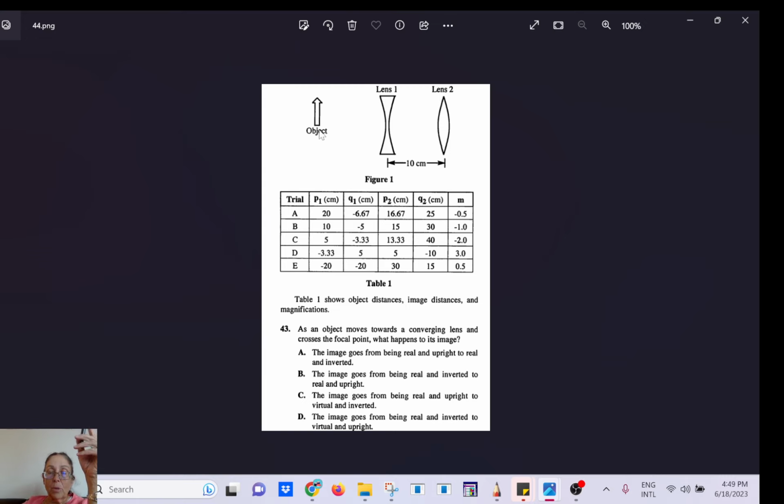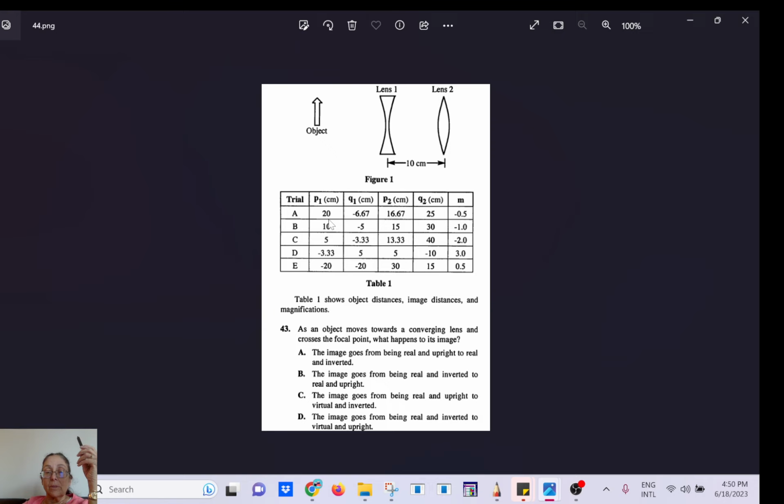They talk about an experiment that was done with a diverging lens and a converging lens, and they are 10 centimeters away from each other. And here you have the object. The object can be placed here, or it can be placed in between the lenses. The focal length for the diverging lens and the converging lens is 10 centimeters. So this one has a focal length of 10 centimeters. This one has a focal length of 10 centimeters.